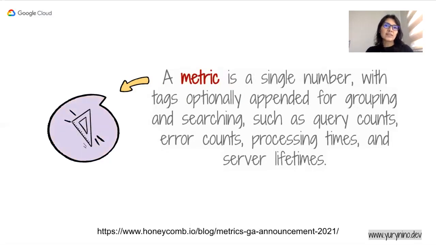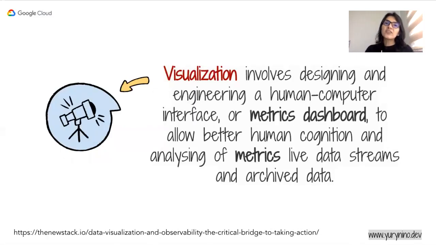We monitor our systems through the signals that they are sending. These signals are called metrics here. A metric is a single number with tags optionally appended for grouping and searching, such as query counts, error counts, processing times, and server lifetimes. According to Jason English, data visualization is a more general concept because it involves designing and engineering a human-computer interface to allow better human cognition and analysis of metrics like data streams and archive data.